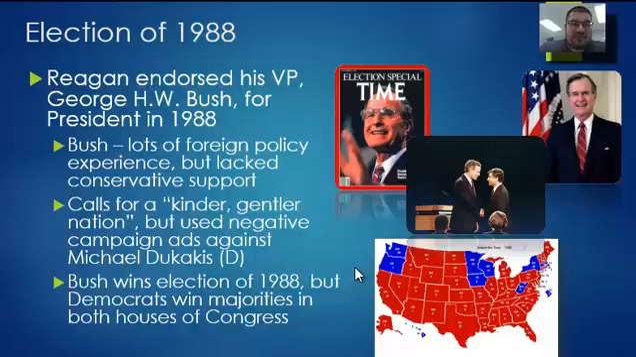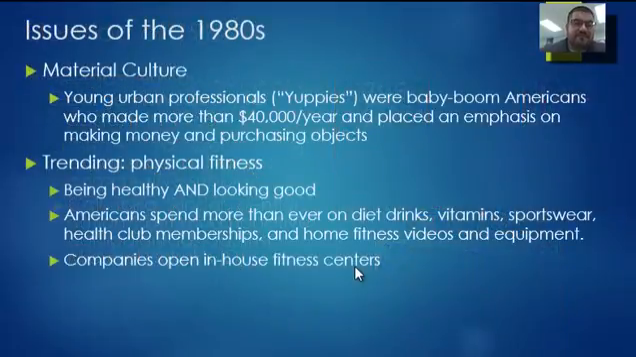In 1988, Reagan endorses his vice president to become president, George H.W. Bush. He has lots of foreign policy experience, but he lacks conservative support, and he calls for a kinder, gentler nation, but he uses negative campaign ads against his opponent, Michael Dukakis. He wins the election of 1988, Bush does, but the Democrats win control of both houses in Congress.